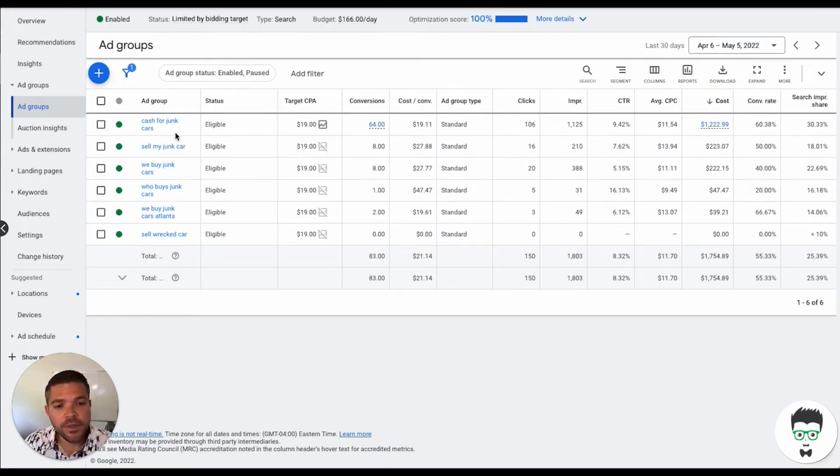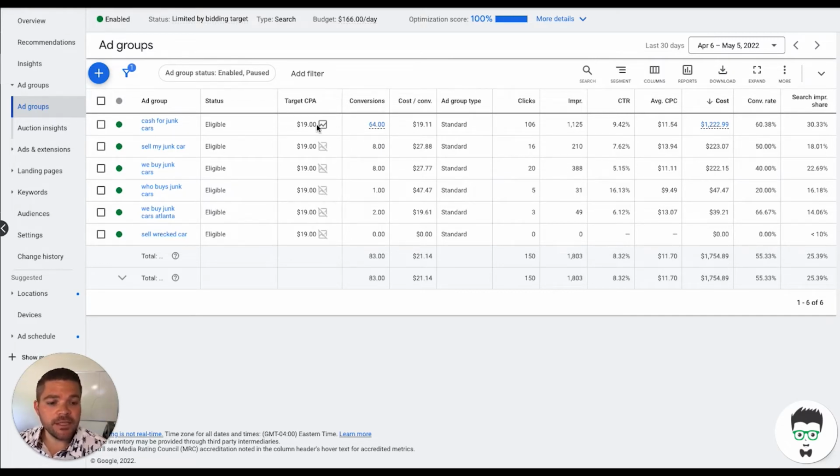Okay, so here are the ad groups. They organize both the keywords and the ads themselves. As you can see here, we have cash for junk cars, sell my junk car, we buy junk cars, and each one of these communicates to the consumer specifically for sell my junk car or cash for junk cars. It communicates in the ad, and then also it's targeting the keywords that they're actually searching for.